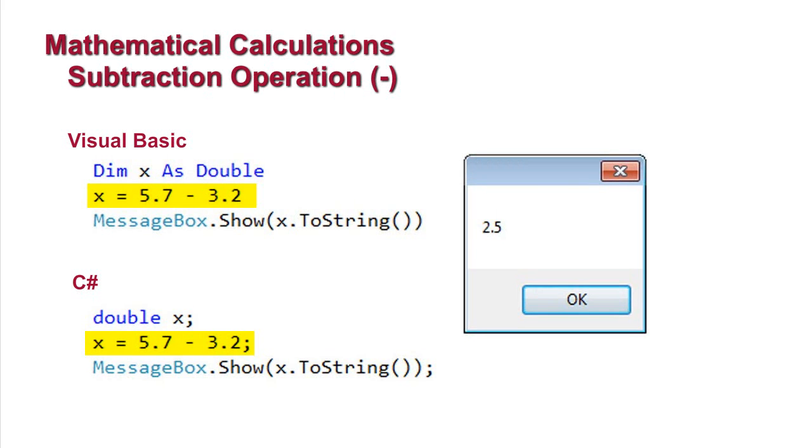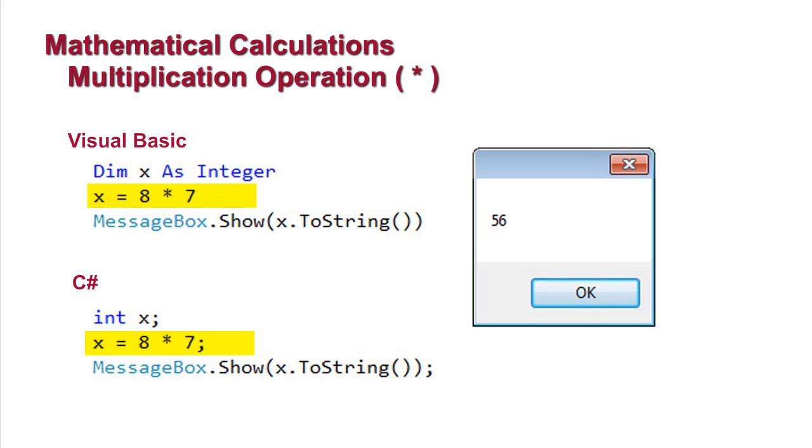In the same way, subtraction is, of course, the minus sign, or some people might refer to this as a hyphen. And here I'm subtracting 3.2 from 5.7, basically the same statements otherwise. And our result is 2.5 as shown in the message box.